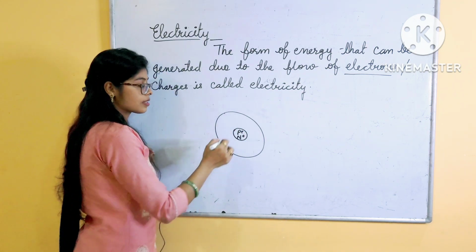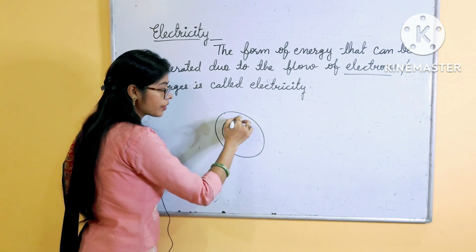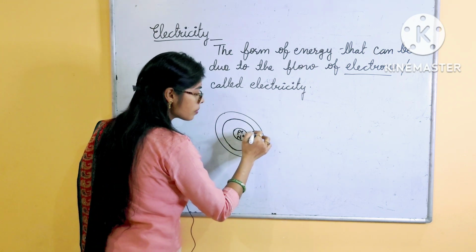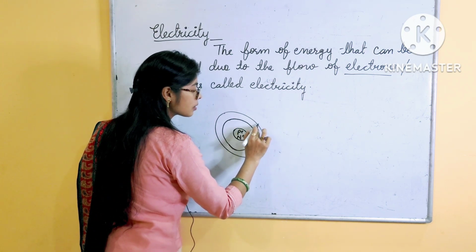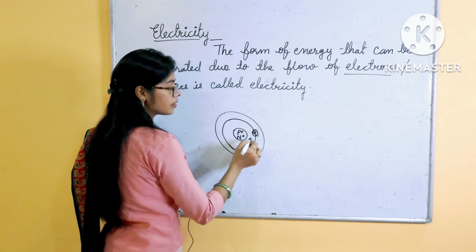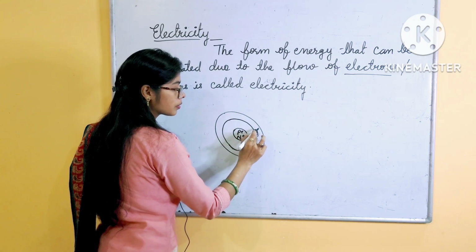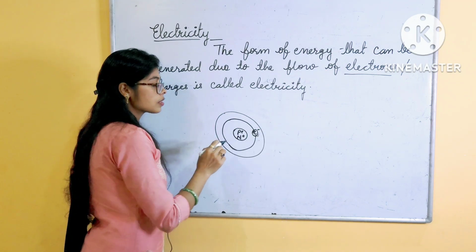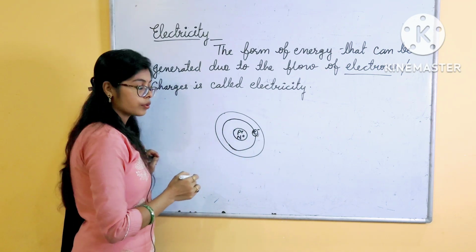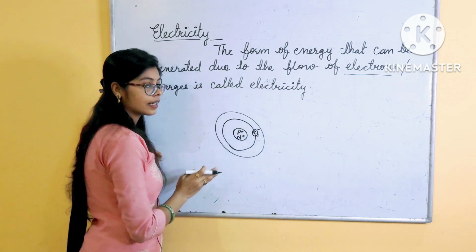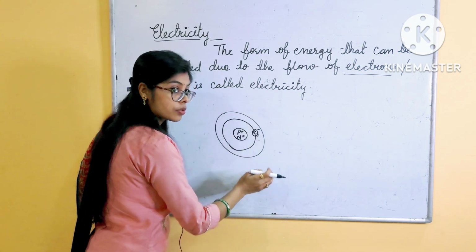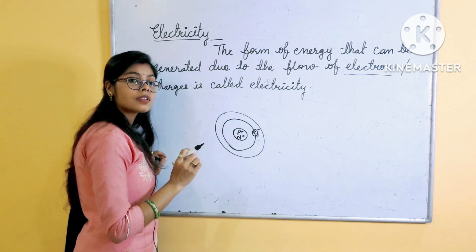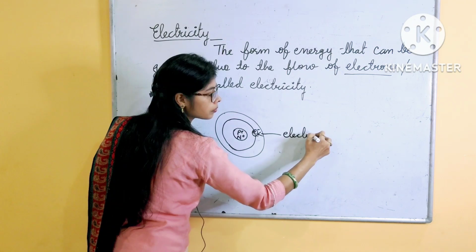To balance this positive charge, around the nucleus in fixed orbits the negative charge microparticle revolves, and that we consider as electrons. The number of electrons is equal to the number of protons for balancing positive and negative charge. When these charges flow, or these electrons flow, from one body to another, because of that electricity gets produced.